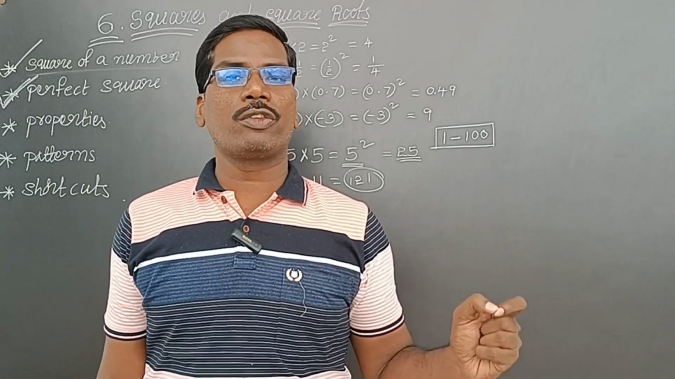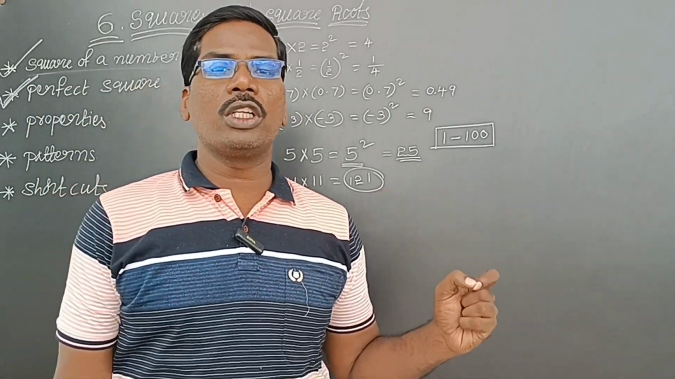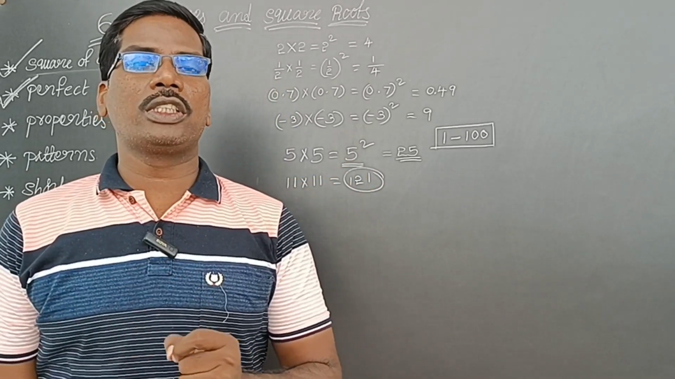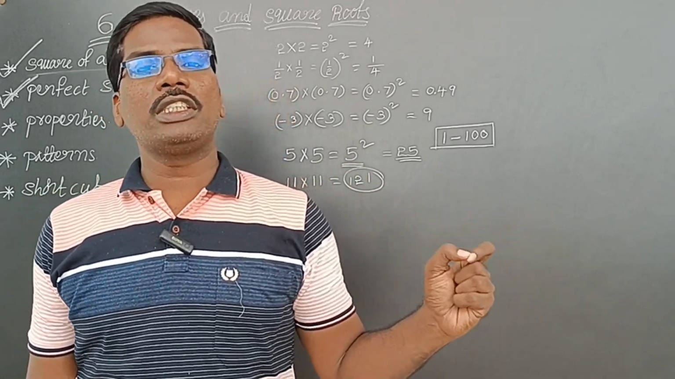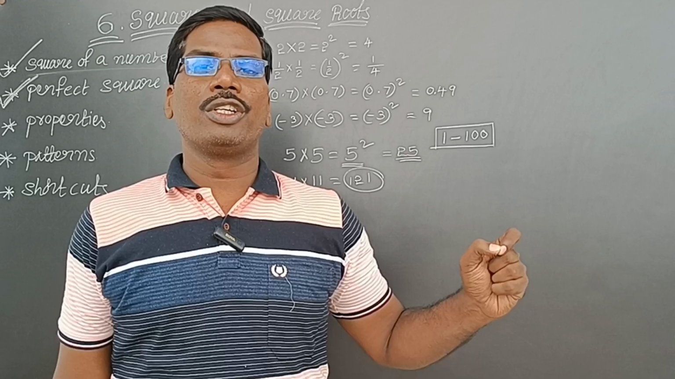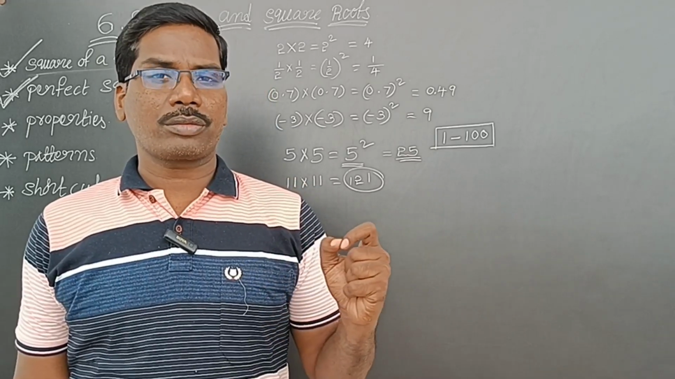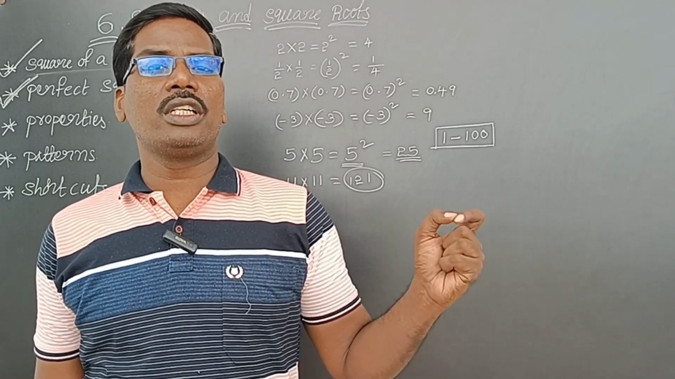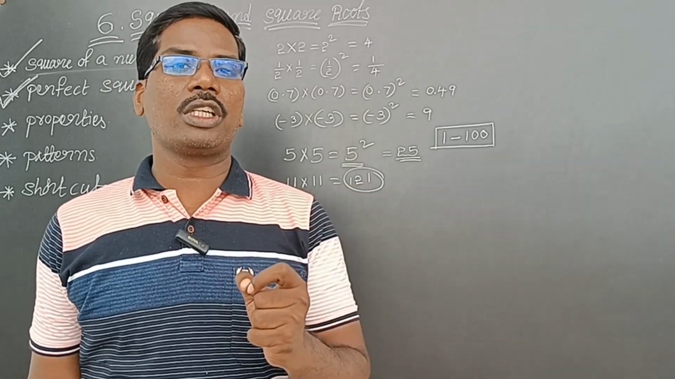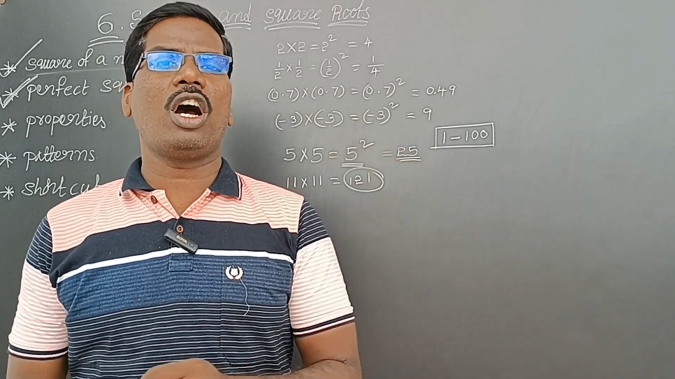square 400, 21 square 441, 22 square 484, 23 square 529, 24 square 576, 25 square 625, 26 square 676, 27 square 729, 28 square 784. So like that, you have to know up to 100.